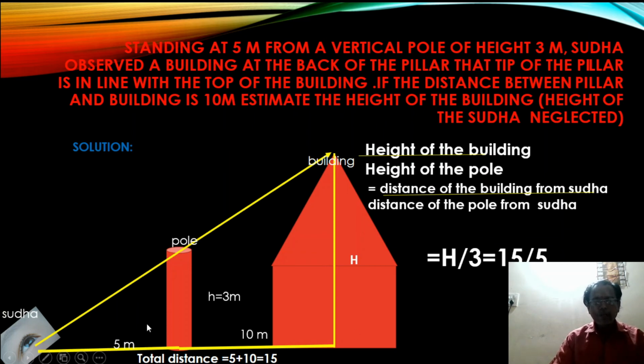Here we are comparing these two triangles by using this formula. Then we get h by 3 is equal to 15 by 5. In the next step, take the 3 to the right side, then h is equal to 3 into 15 by 5. By cancellation, 5 ones are 5, 3 threes are 9. That is h is equal to 9 meters. Children, we got the height of the building as 9 meters. Very important, practice well.